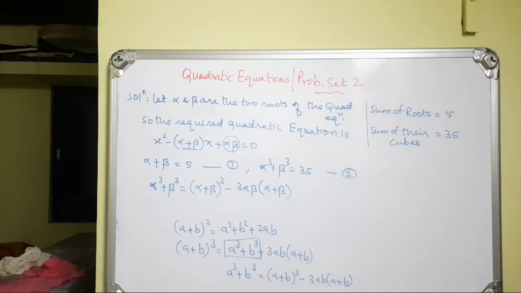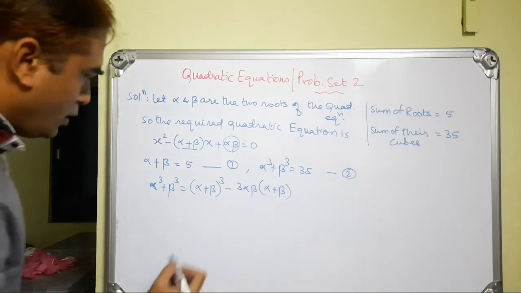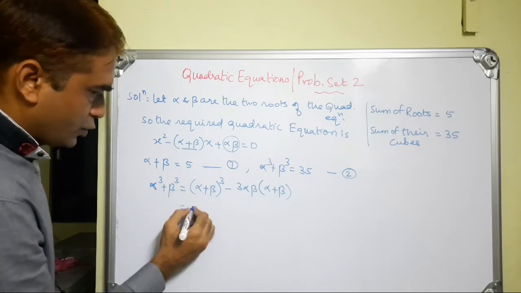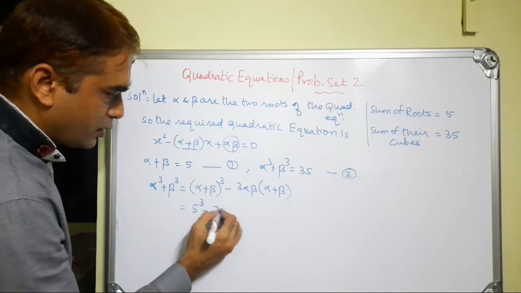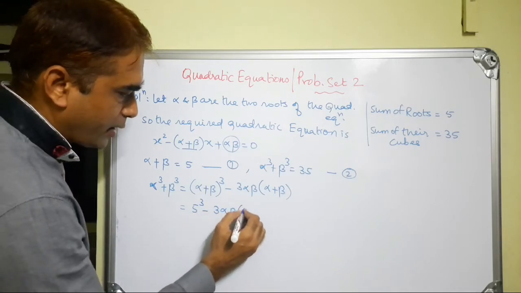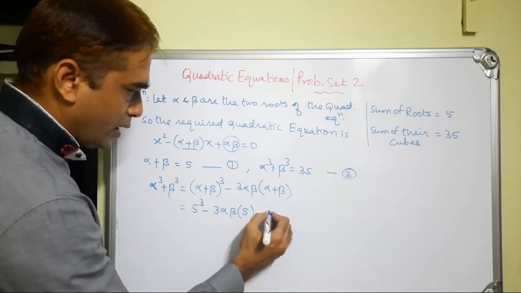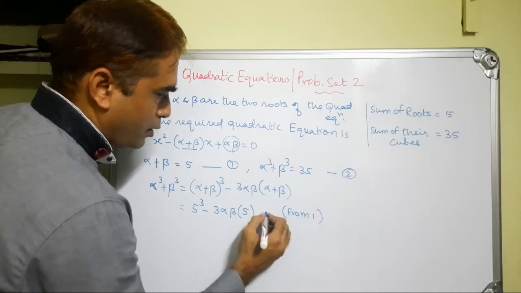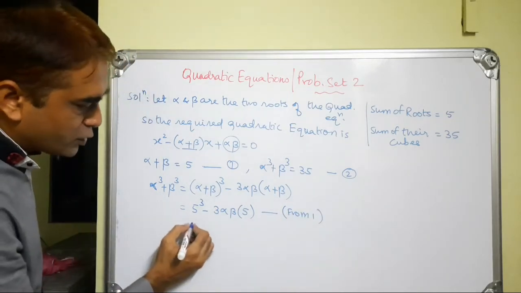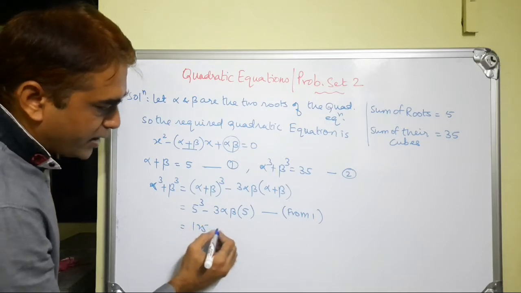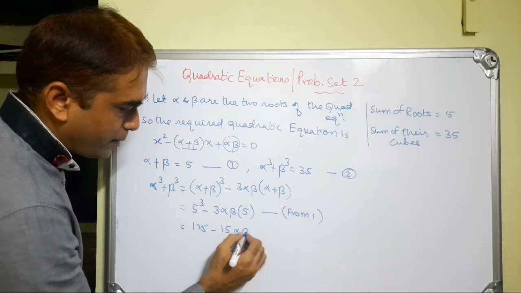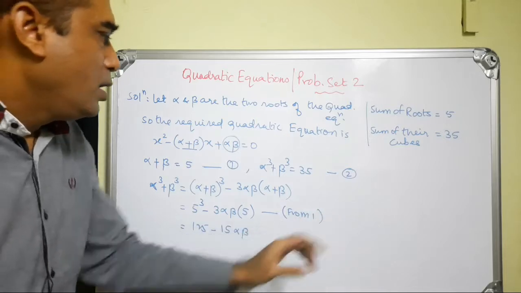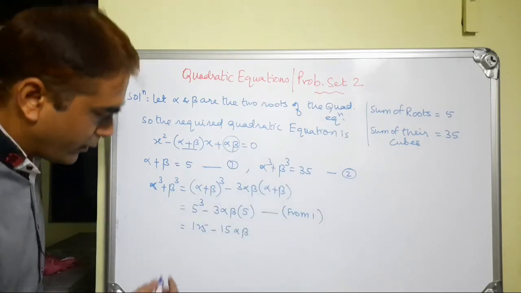Okay, so this is equal to, now we know alpha plus beta is 5, so 5 cube minus 3 alpha beta in the bracket alpha plus beta is 5. This is from 1. Now this equals 125 minus 5 3s are 15 alpha beta. This is the value of alpha cube plus beta cube, but we know that alpha cube plus beta cube is 35.